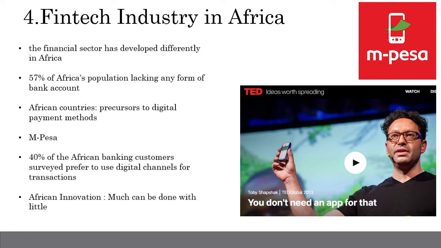Well, the fourth topic is related to Africa. The financial sector developed differently in Africa. 57% of the population does not have any form of bank account, and considering this relevant aspect, some companies such as M-Pesa started some digital payment services, making Africa one of the first regions in the world to have this type of service.